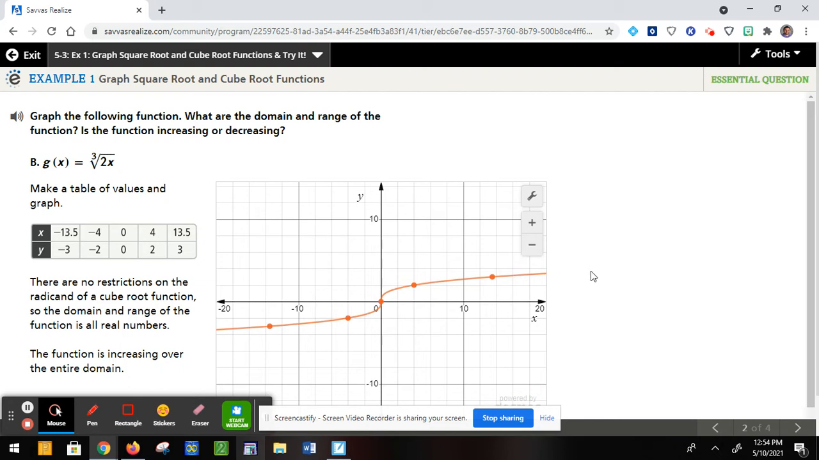The function is considered increasing as you go left to right. So I know if you think about it from the origin, it's going down that direction, but when the question is asked, is the function increasing or decreasing, we're talking about it from left to right. This is increasing the entire time you're going from left to right.